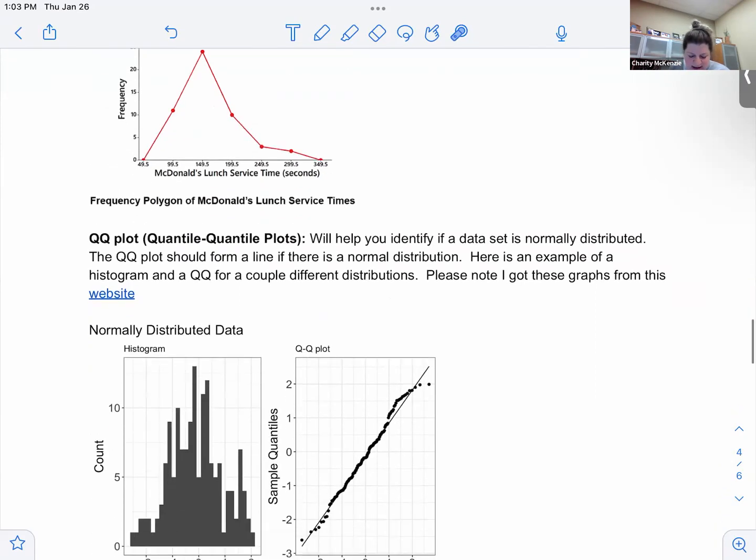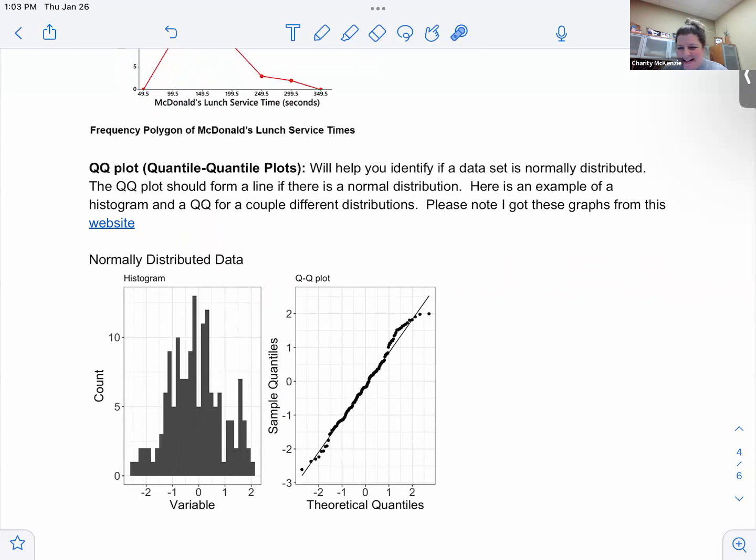Okay, the last one, you only have one question on this. It's not something I'm going to emphasize, but I actually find it super helpful and important, and I might be the only one. No, I'm not. Okay, so QQ plots are a quantile plot. They'll help you identify if a data set is normally distributed.